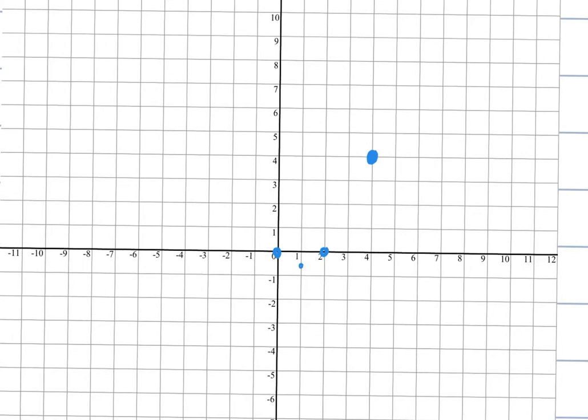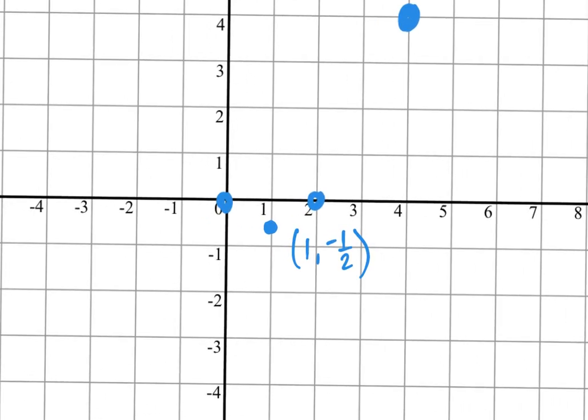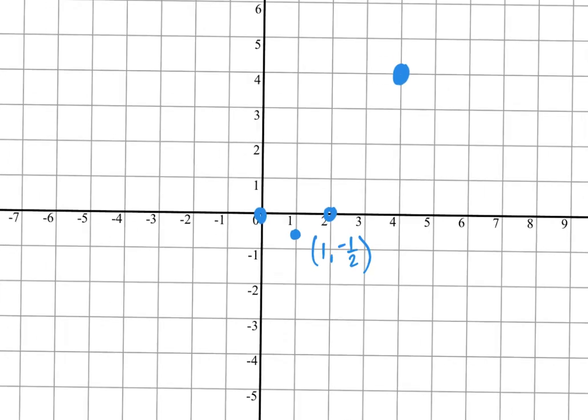Excellent. 1 to the right of the origin, and then between 0 and negative 1. I want you guys to label that one because that one's super important to have in your notes. 1 comma negative 1/2, because I know we are not particularly fond of graphing fractions, okay? But we will have to graph fractions, and you don't have to be perfect with them, but you need to know which two numbers they lie in between, okay? That point that we just plotted is 1 comma negative 1/2.